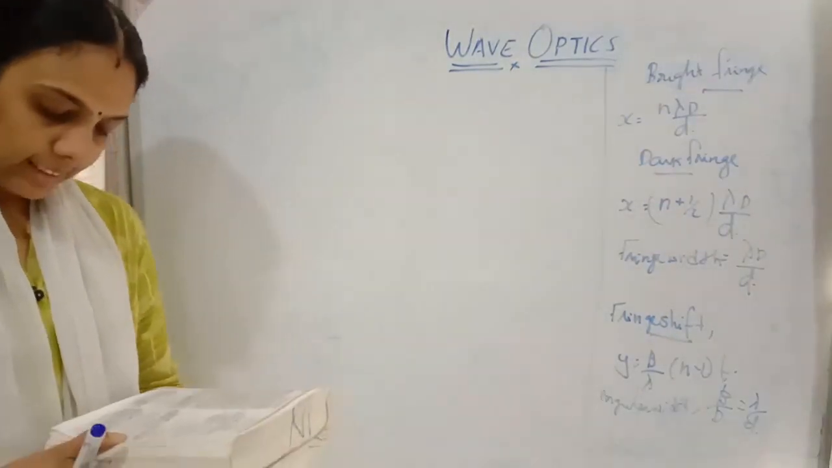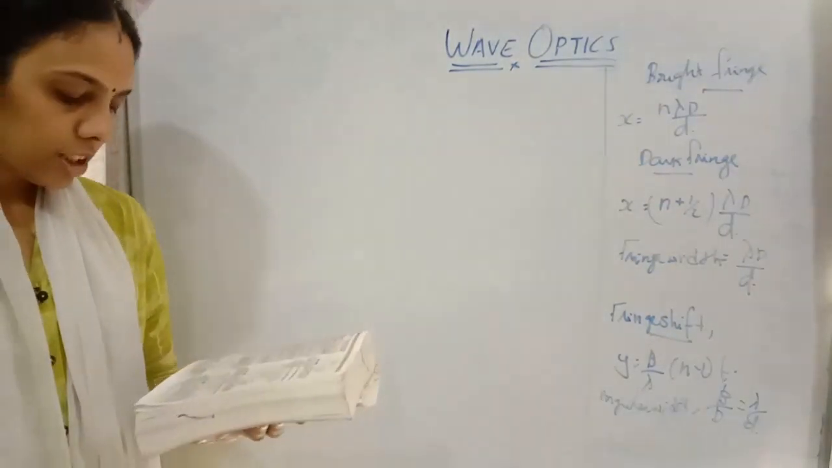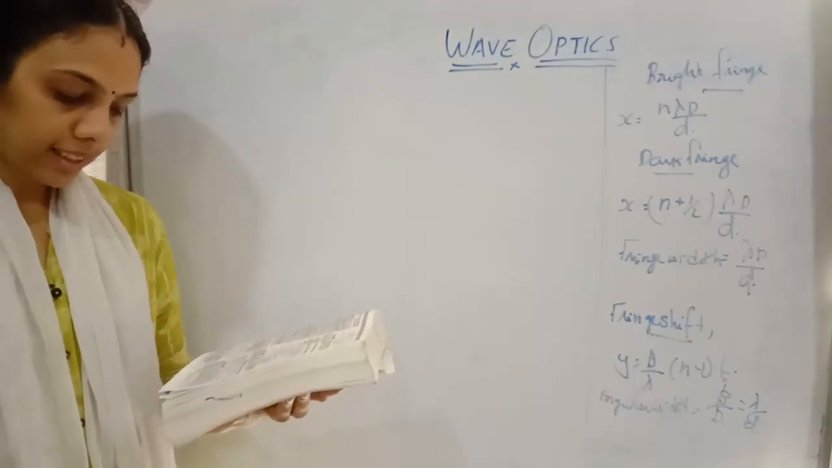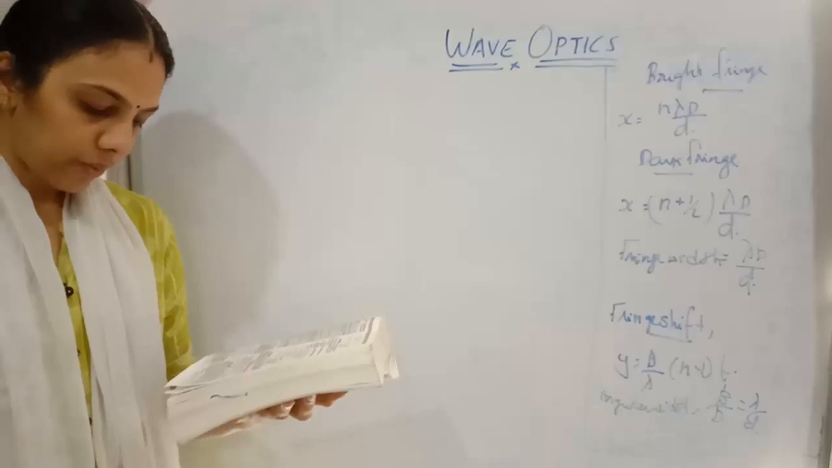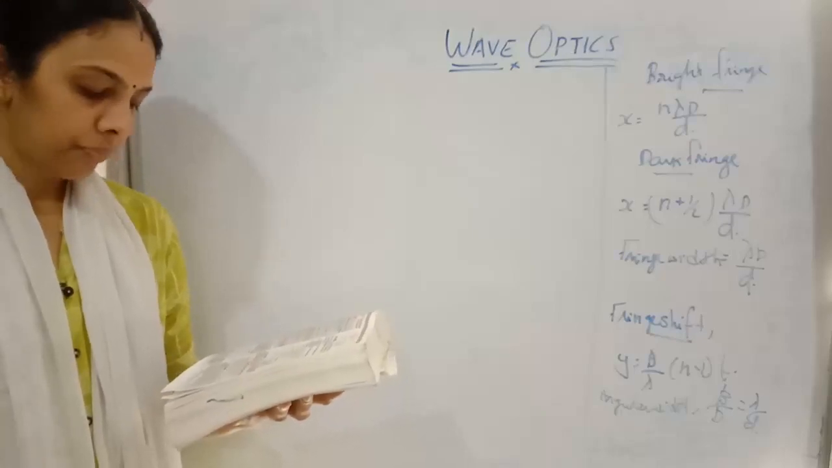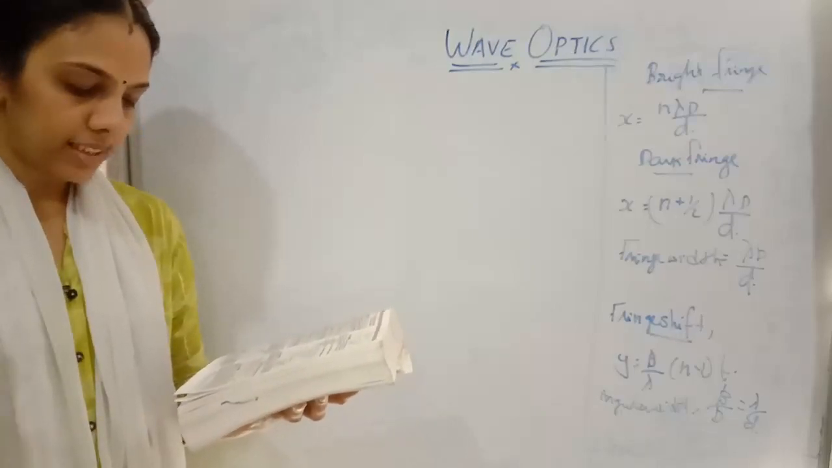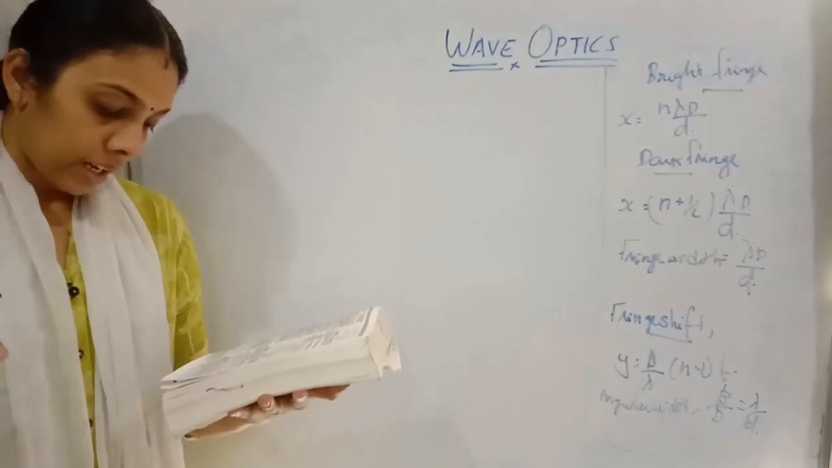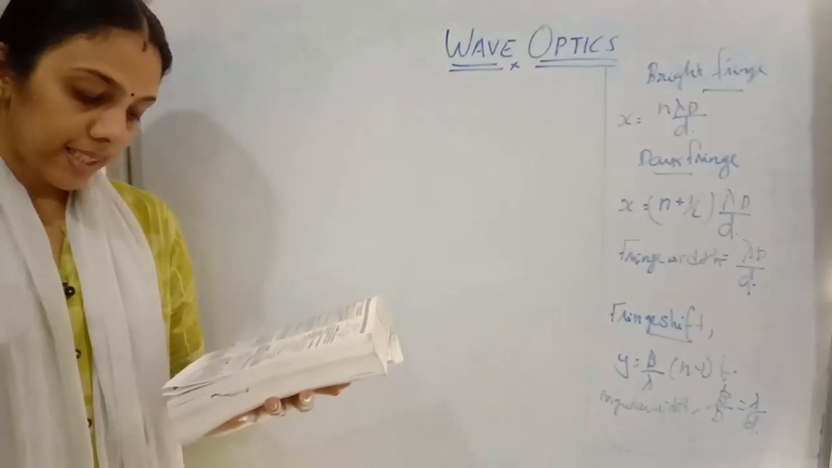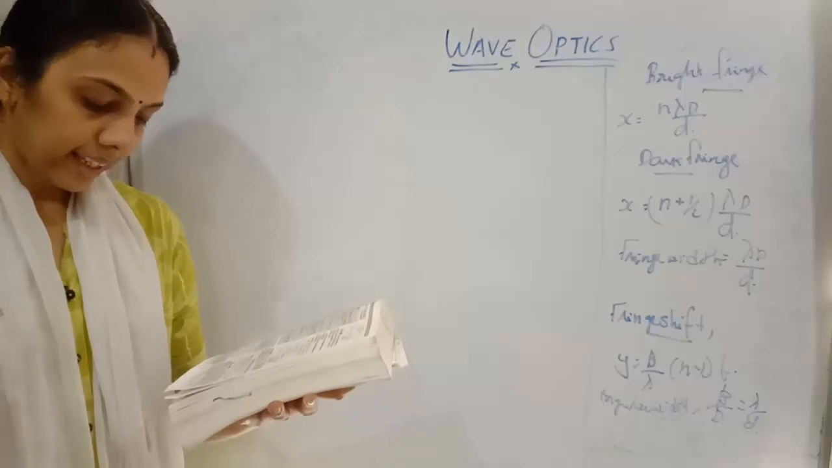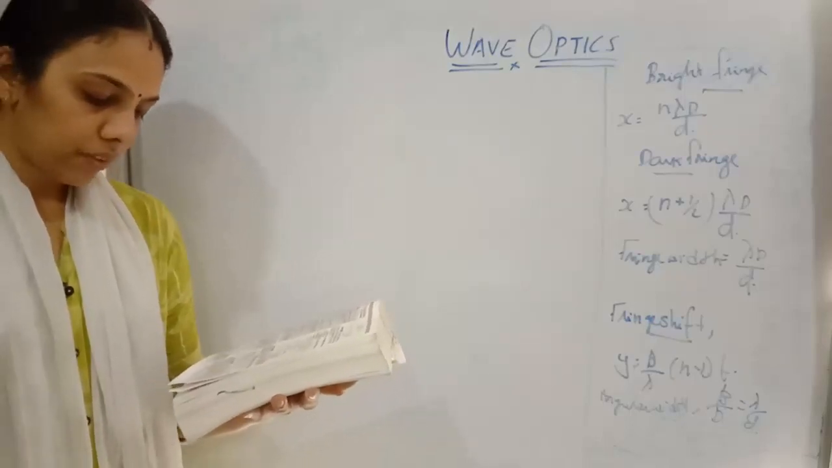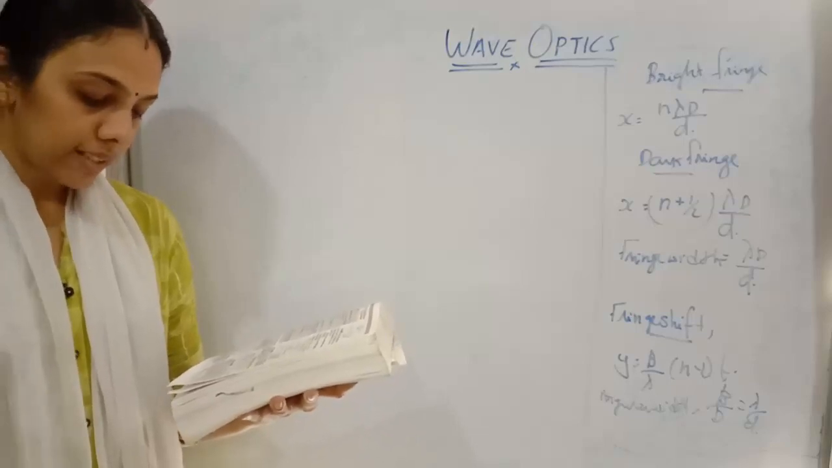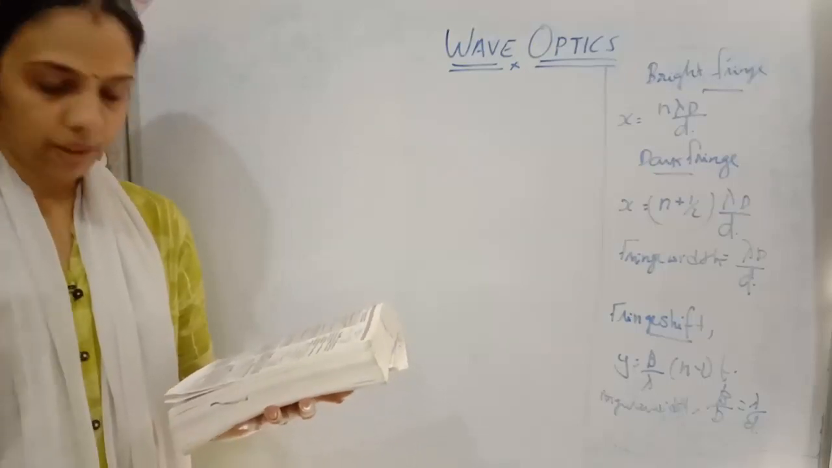Next question. In Young's double slit experiment, the two slits 0.15 millimeter apart are illuminated by light of wavelength 450 nanometer. The screen is 1 meter away from the slits. Find the distance of the second bright fringe and second dark fringe from the central maximum. How will the fringe pattern change if the screen is moved away from the slits?